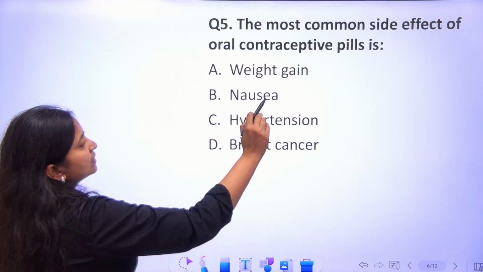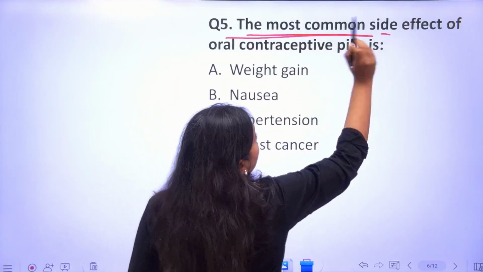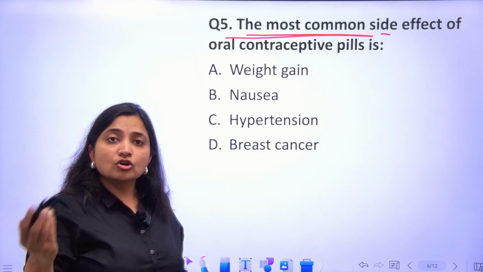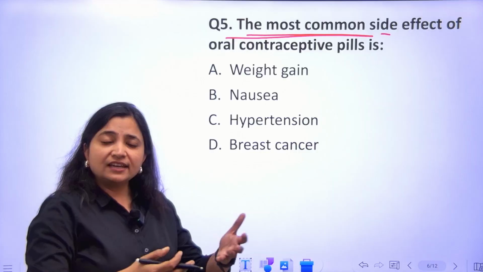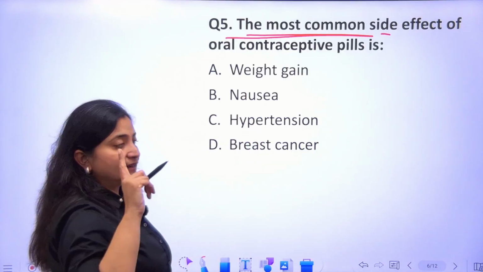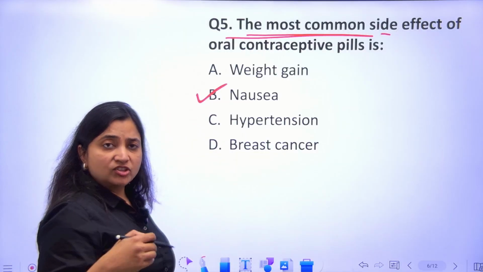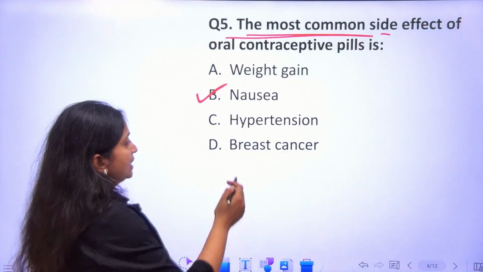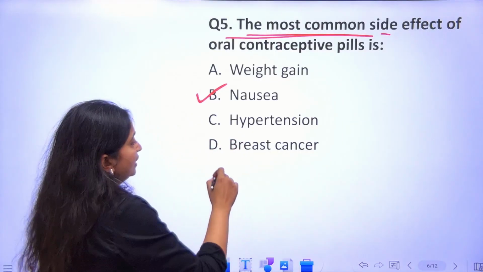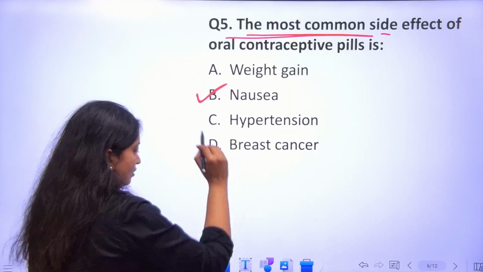The most common side effect of OC pills, most common side effect. Question is not asking most dreaded, it is asking most common. Most common is what we see in every other patient. Weight gain, yes, it happens, but not to that extent. Nausea, yes, it is very common. Every other patient in initial cycles will complain of nausea. Hypertension, yes, it can, but in relatively less common condition, and breast cancer also. So when we go for most common, then it will be nausea.